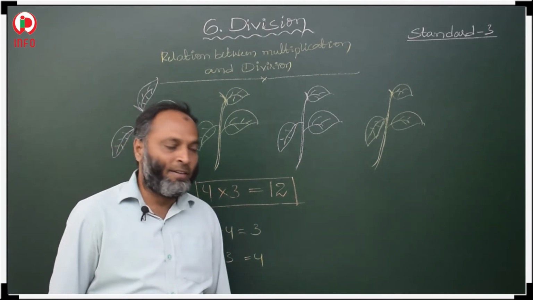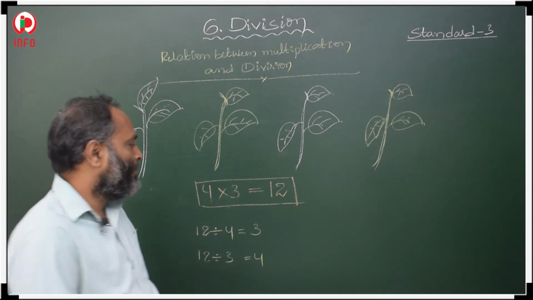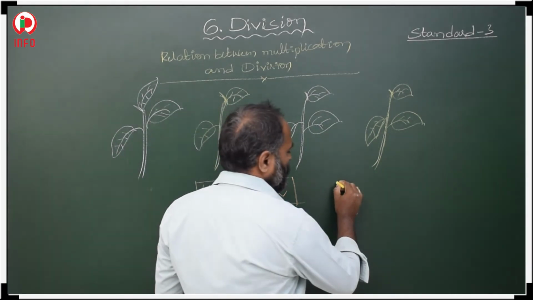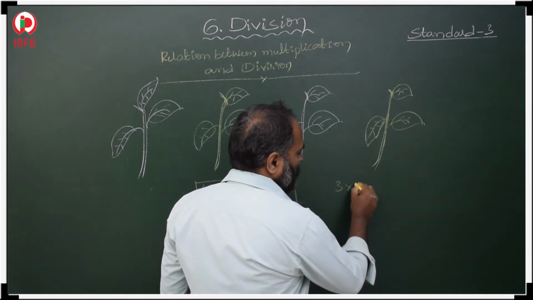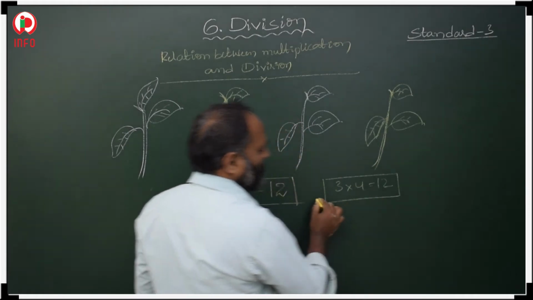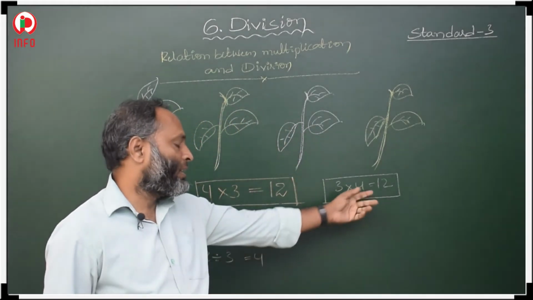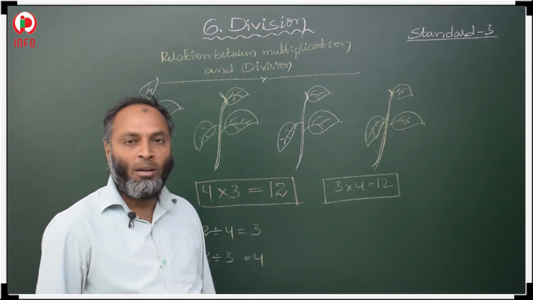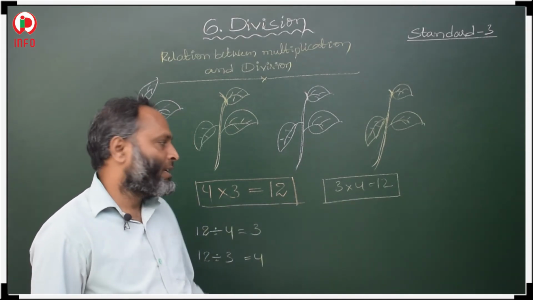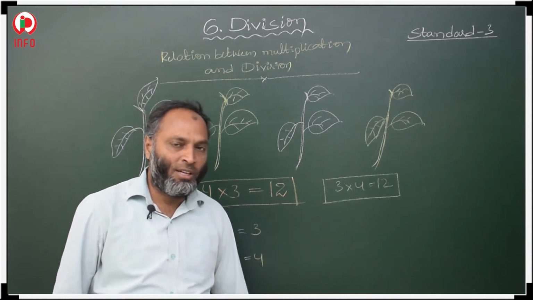This is a multiplication fact and this is a division fact. One more fact is also there in multiplication, that is 3 into 4 is also 12. If the order of the factors changes, the product will never change. So 4 into 3 is 12, and 3 into 4 is 12.